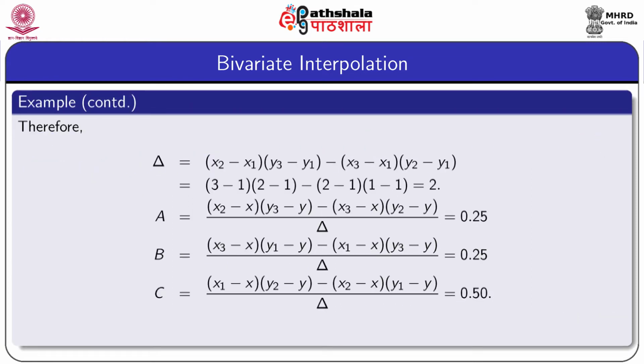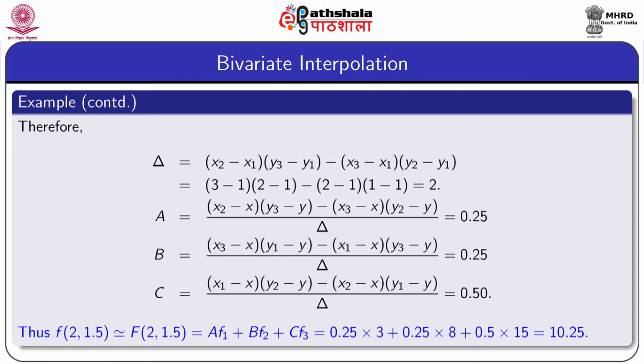So, for this problem we have to determine the value of delta, which is equal to x2 minus x1 into y3 minus y1, minus x3 minus x1 into y2 minus y1, and by substituting the values of x1, x2, x3, y1, y2, y3, the value of delta is equal to 2. Similarly, the value of A is equal to 0.25, value of B is equal to 0.25 and value of C is equal to 0.50.